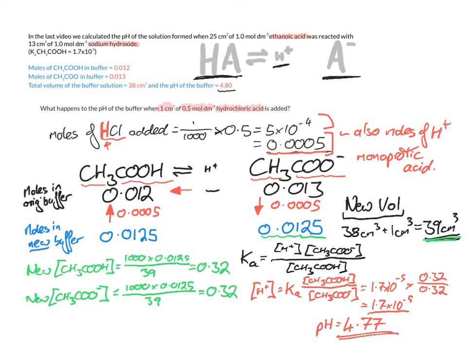Now, let's just double check that. It started out at 4.80. We added a small amount of acid. And guess what? It got slightly more acidic. So, as I said, you can tell if you are ballpark. If you are getting this roughly right, you can see that you are in the right ballpark. So, buffers, not magic. Their pH will change. It just won't change very much.